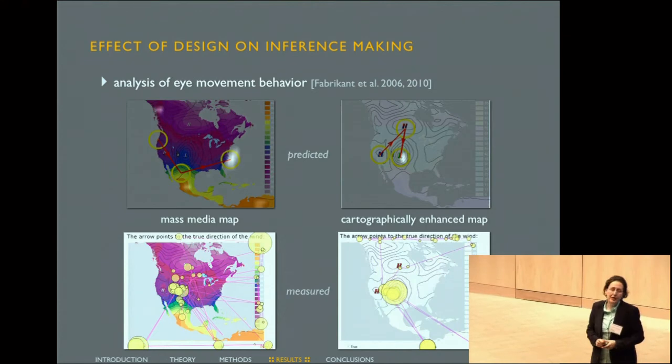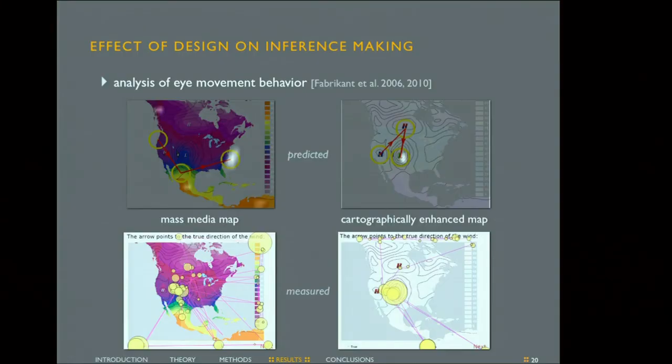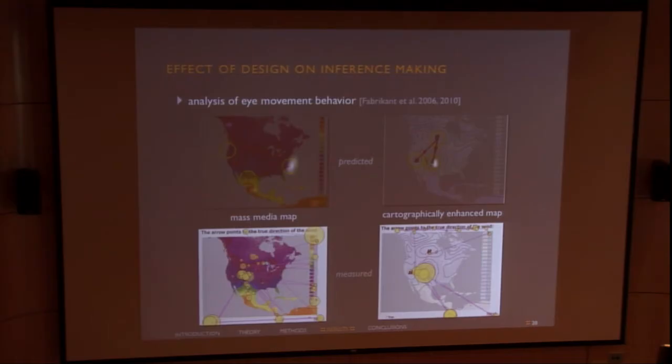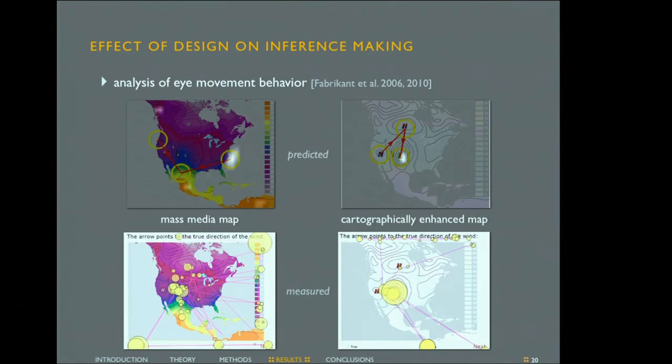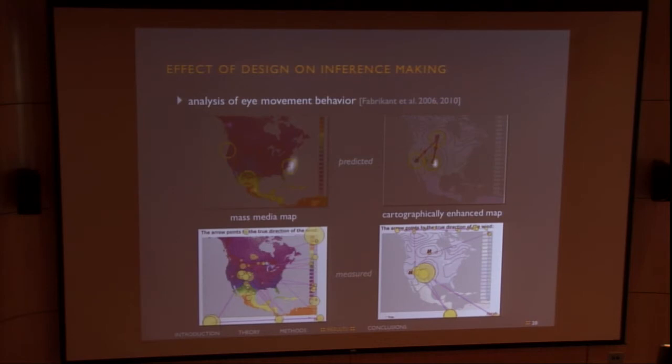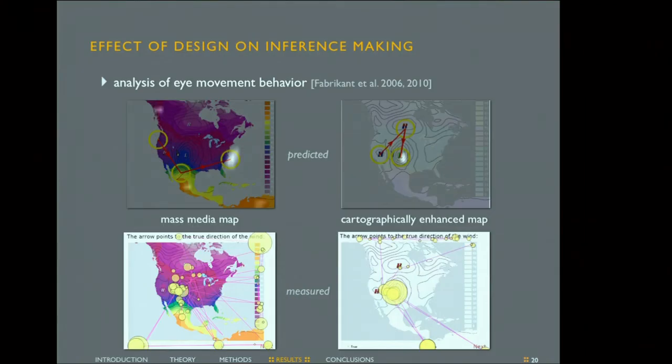And these are actual measurements with eye-tracking test subjects. So what you have here is the model. Here is the actual result. And the question was very simple. The arrow points to the true direction of the wind. That's a very simple question. And we showed this to naive subjects. They had no idea about weather patterns and climatology and so on. You would need to know a little bit about Coriolis deviation, about low pressure and high pressure cells. No need to know about this, just to see purely the bottom-up attention perspective.